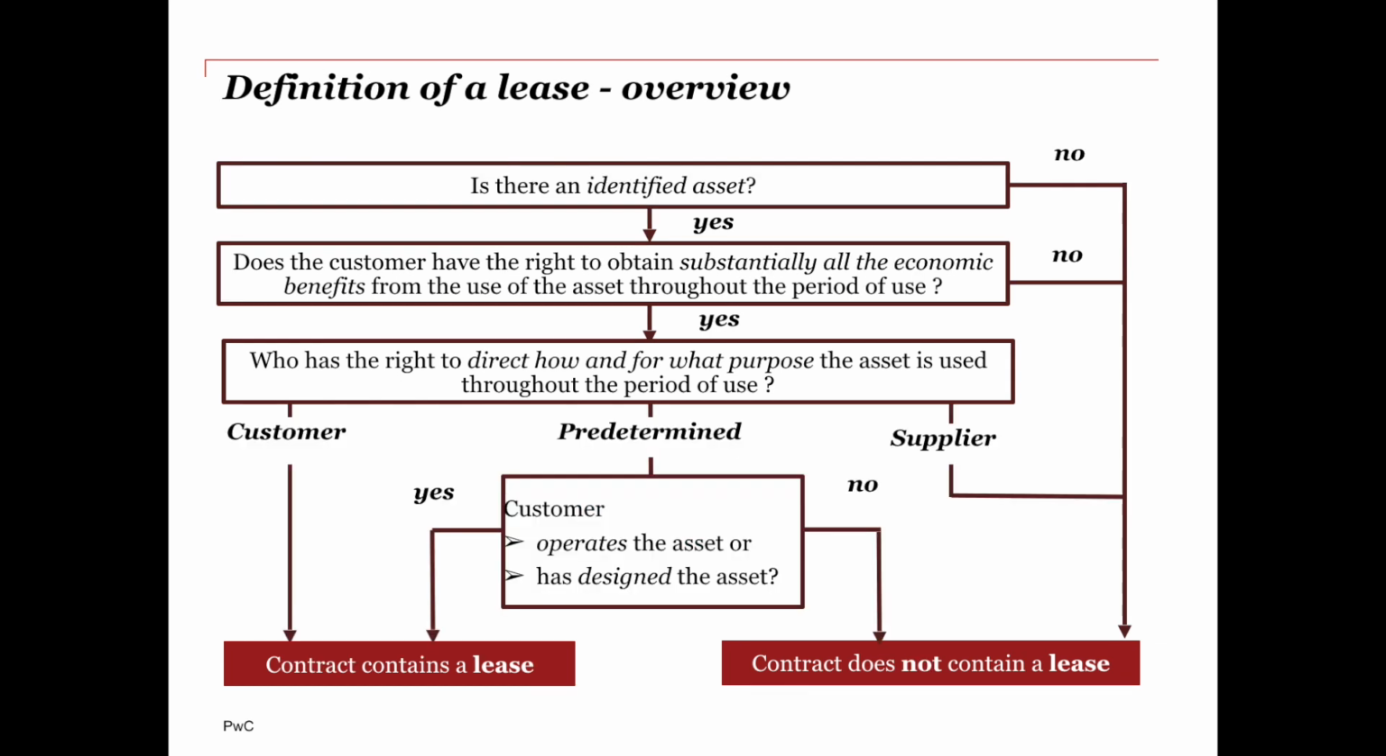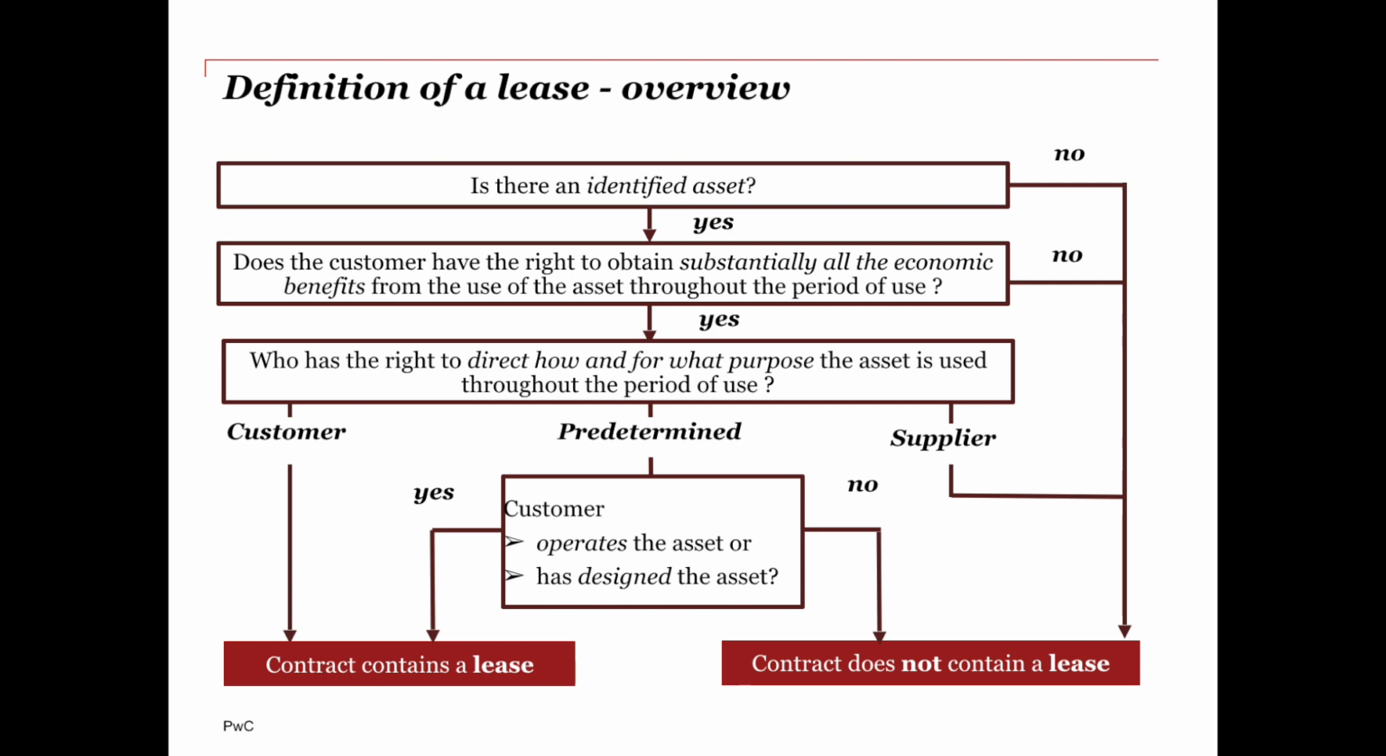In some scenarios, the decisions about how and for what purpose the underlying asset is used are already predetermined before the inception of the lease. If this is the case, the customer has the right to direct the use of an asset if it either has the right to operate the identified asset throughout the period of use without the supplier having the right to change those operating instructions, or has designed the identified asset or aspects of the asset in a way that predetermines how and for what purpose the asset will be used throughout the period of use.